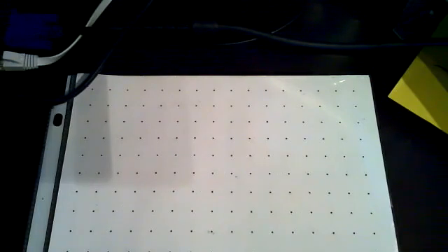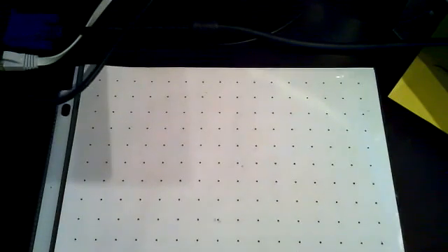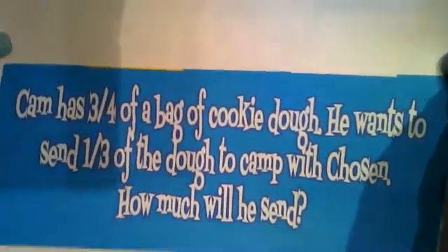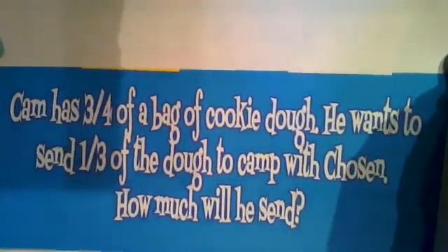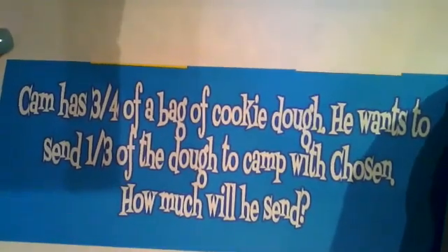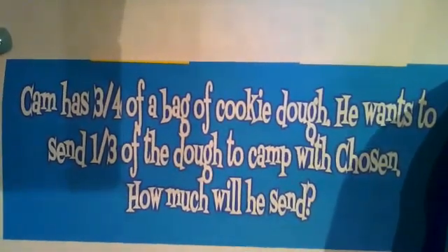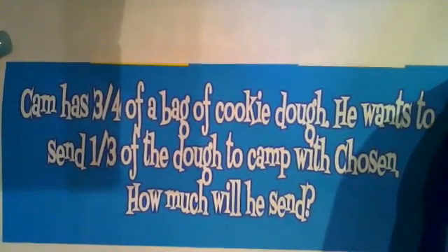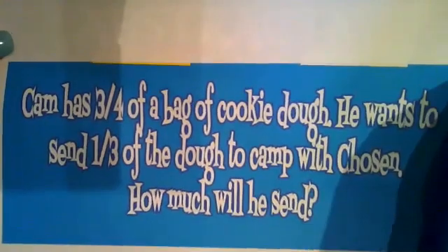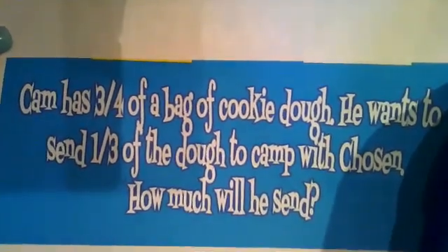So what I would do is give the kids a scenario, just to kind of get them thinking. Cam has 3/4 of a bag of cookie dough. He wants to send 1/3 of the dough to camp with Chosen. How much will he send? Okay. Cam has 3/4 of a bag of cookie dough. He wants to send 1/3 of the dough to camp with Chosen. How much will he send?